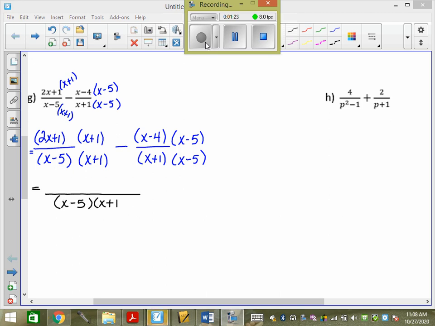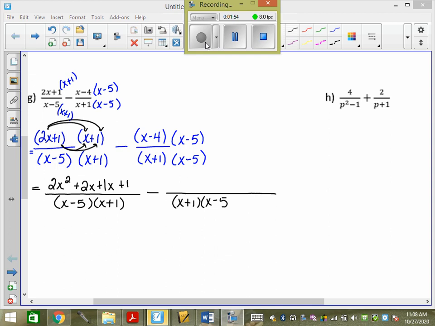On the top we have to FOIL it, because when it's a binomial times a binomial, we do first, outer, inner, last. So we're going to go 2x times x, which is 2x squared. Then we do 2x times 1, which is 2x. Then we do 1 times x, which is 1x. And then 1 times 1, which is 1. Minus, rewrite my denominator.